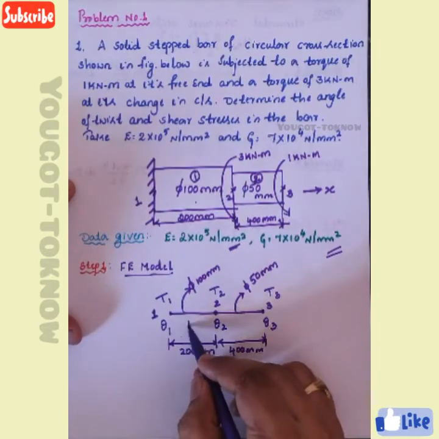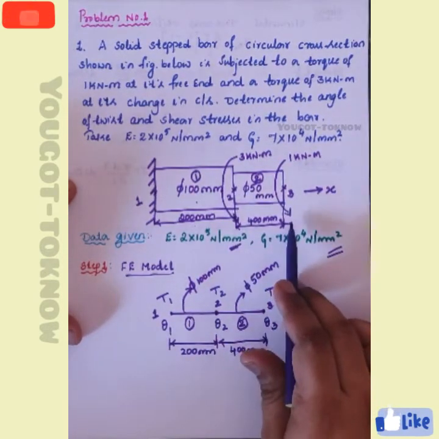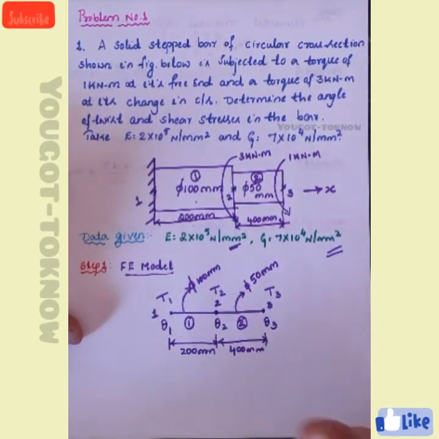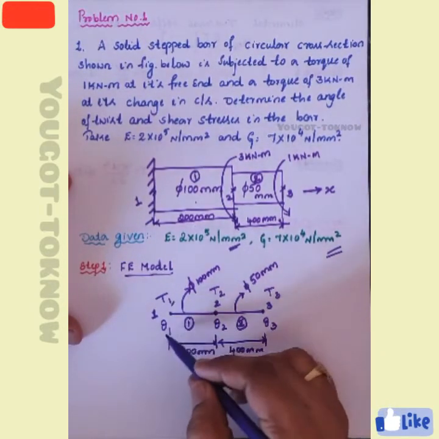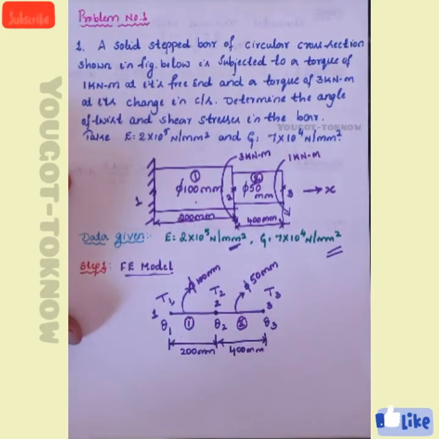That means how many elements now? 2 elements. This is first element, this is second element. This is how you can convert your given model into a simple finite element model. That means the finite element model is represented in the form of elements and nodes. Now we represent T1, theta 1, T2, theta 2, T3, theta 3. That means at each node we got it.